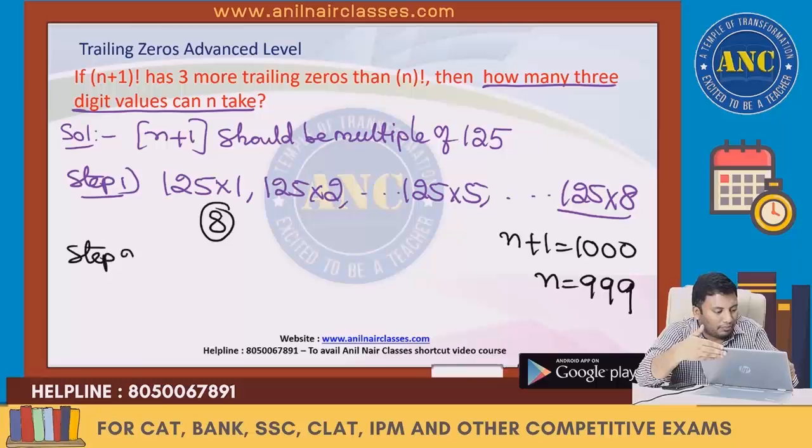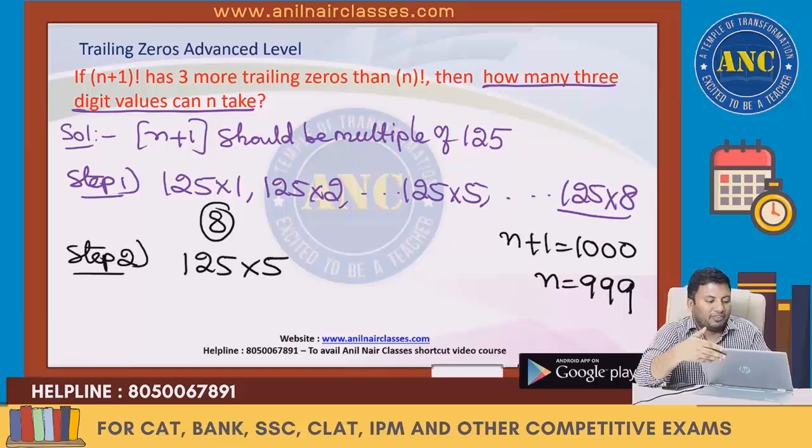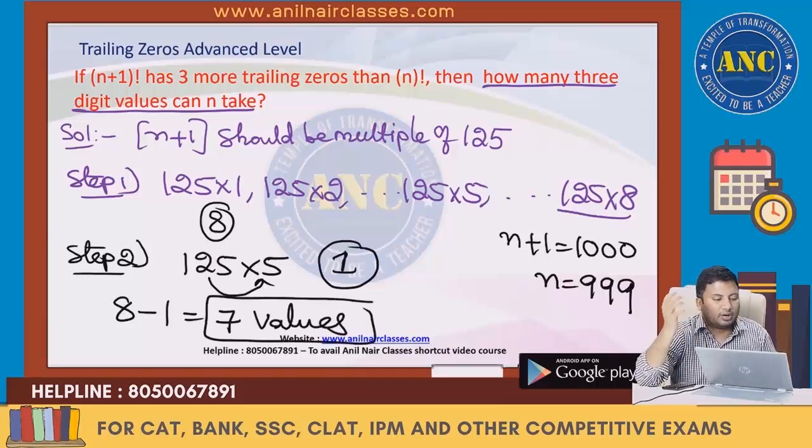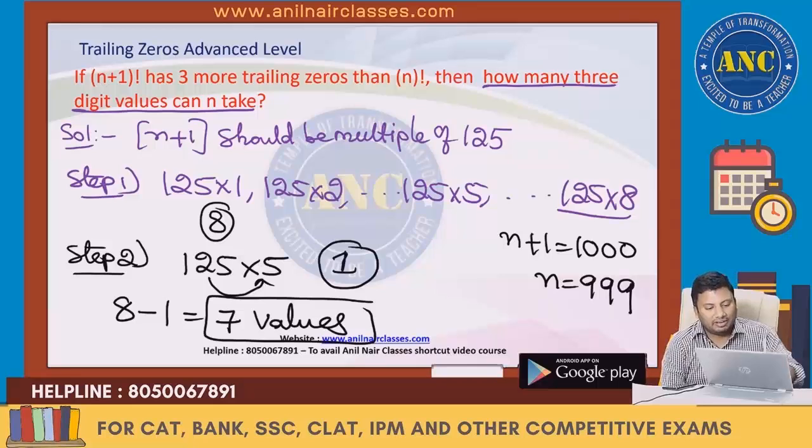Step number 2: I should eliminate the multiples of 5. 125 into 5: if I take 125 into 5, an extra 5 is coming. This one value is eliminated. 8 minus 1 is totally 7 values. Please ask me any doubt in case you have. N plus 1 should be a multiple of 125. I hope this idea is clear.